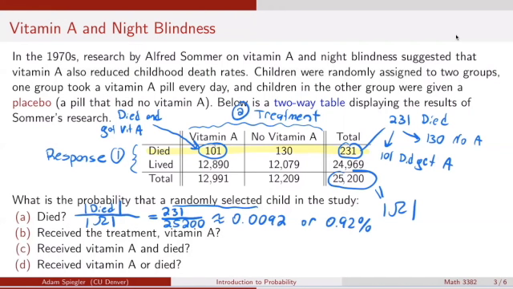Less than 1% of the children in this study died. Next, we can take a look at what is the probability that a child in the study, randomly selected, got vitamin A.